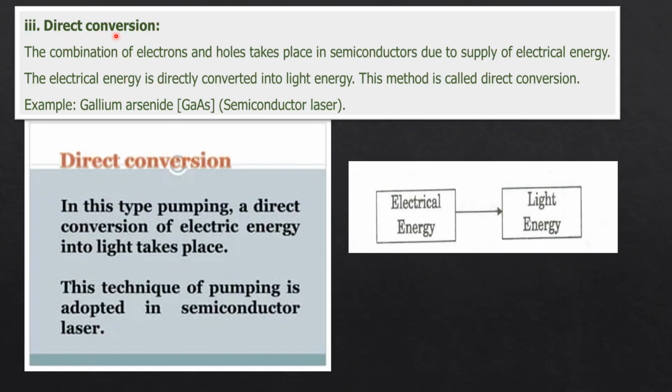Next, the third method is called the direct conversion method. Most of the semiconductor diode lasers will have such kind of pumping. Here, the combination of electrons and holes takes place in the semiconductor due to the supply of electrical energy. Hence, the electrical energy supplied is directly converted to light energy. This method is called direct conversion. For example, the gallium arsenide semiconductor laser will have such kind of pumping method.